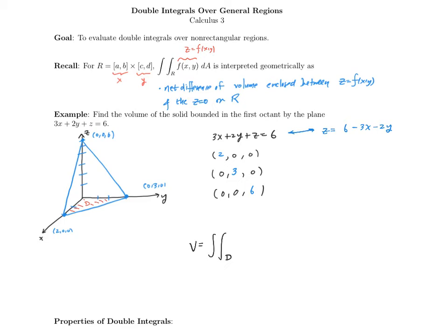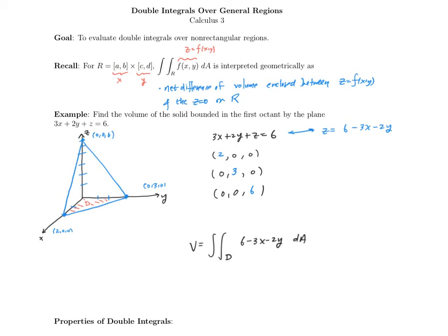And the volume will be the double integral over D of our surface. That is, how much volume is enclosed in the first octant below that plane. And the reason I'm starting with this example is that it's something easy enough for us to accurately sketch a picture, but it also very clearly illustrates the limitations of only dealing with rectangles.